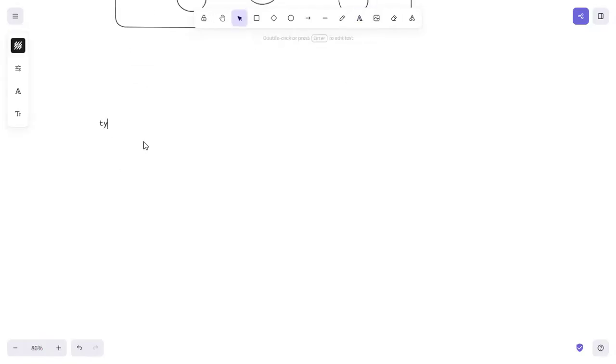So let's see the types of modes of transmission. There are mainly three types of transmission modes. First is simplex, second is half duplex, and the third one is full duplex. So let's discuss one by one. First, simplex.